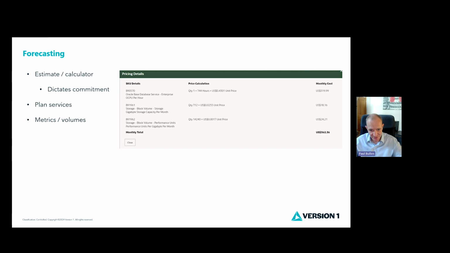This is Oracle database that's provided on an OCPU basis. So again, the more processing power you put into that, the more that's going to cost you per hour and ultimately per month and per year.